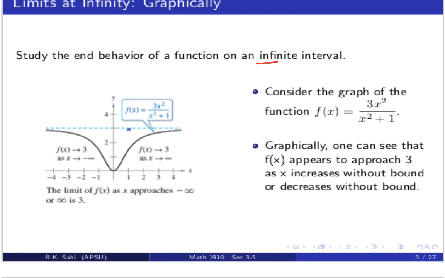So in this one, notice y equals 3. Remember the limit, graphically we see that y equals 3 is the horizontal asymptote.